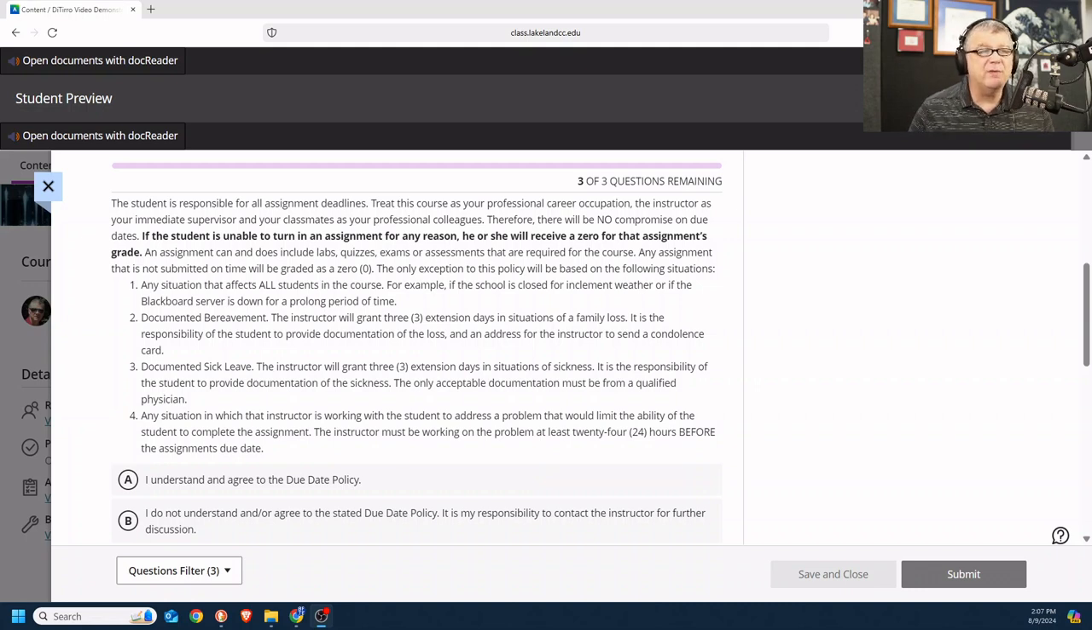For example, if the school is closed for inclement weather, or if the Blackboard server is down for a prolonged period of time. If the campus is shut down because of inclement weather or a power outage or something, yes, I'm going to take that into consideration, but it is a situation that has to affect all the students. If you have a power outage in your area for a prolonged period of time, or a blizzard or something in your area and it's not affecting the school, reach out to me as soon as you can and we will talk. Again, we'll talk about that in number 4.